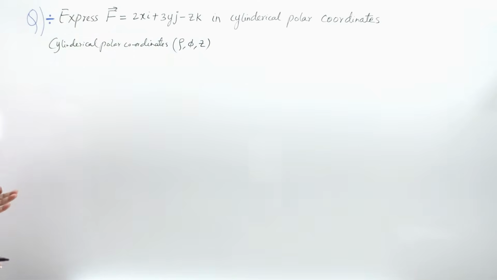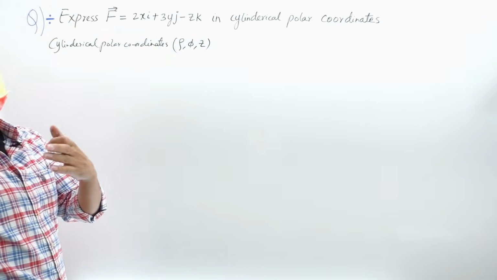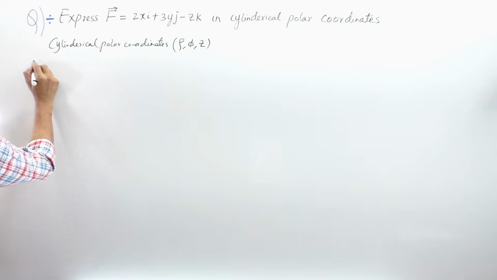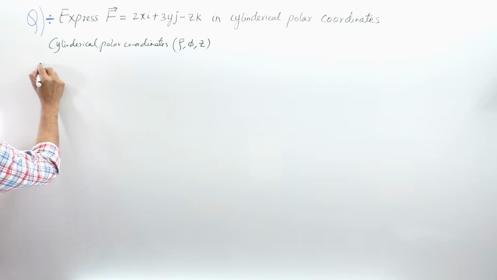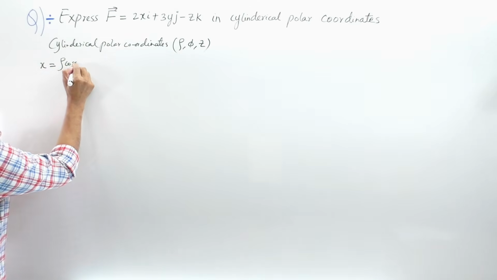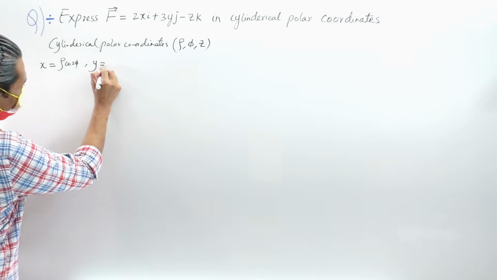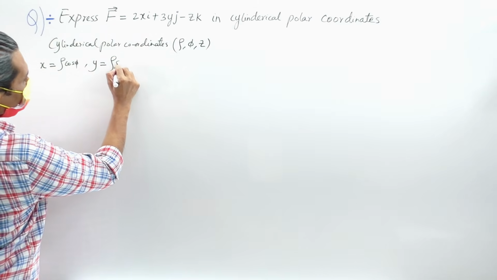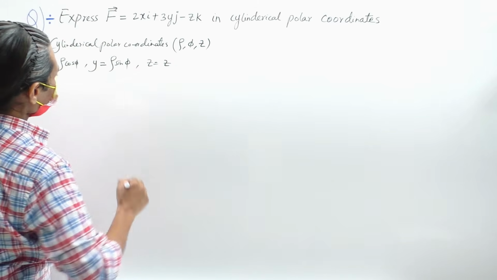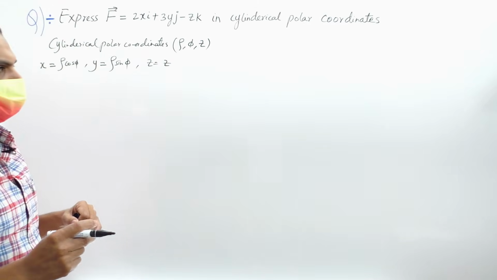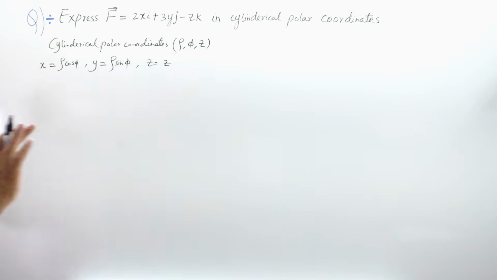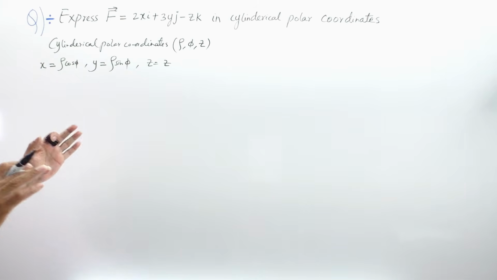Now let me express my x, y, z in terms of cylindrical polar coordinates. This is very important to remember. In cylindrical polar coordinates, x is equal to rho cos phi, y is equal to rho sin phi, and z is equal to z only. In fact, the cylindrical polar coordinate system is a little easier than the spherical polar system. So we have this now: x is rho cos phi, y is rho sin phi, and z is equal to z.